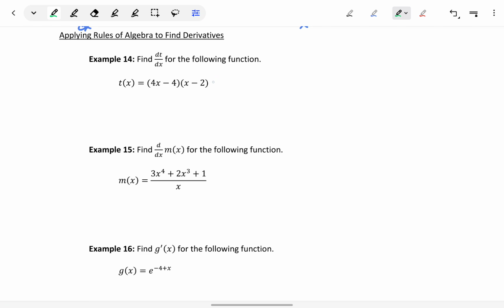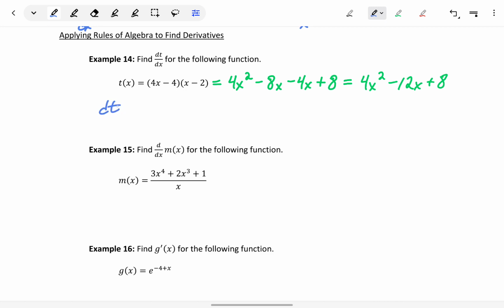For instance, in example 14, we'll start off by expanding this expression out. Multiplying these terms will give us 4x squared minus 8x minus 4x plus 8, and then combining some like terms will give us 4x squared minus 12x plus 8. Now what we have is a rewritten function, exactly equivalent to the original expression, but we can differentiate term by term and apply the power rule.